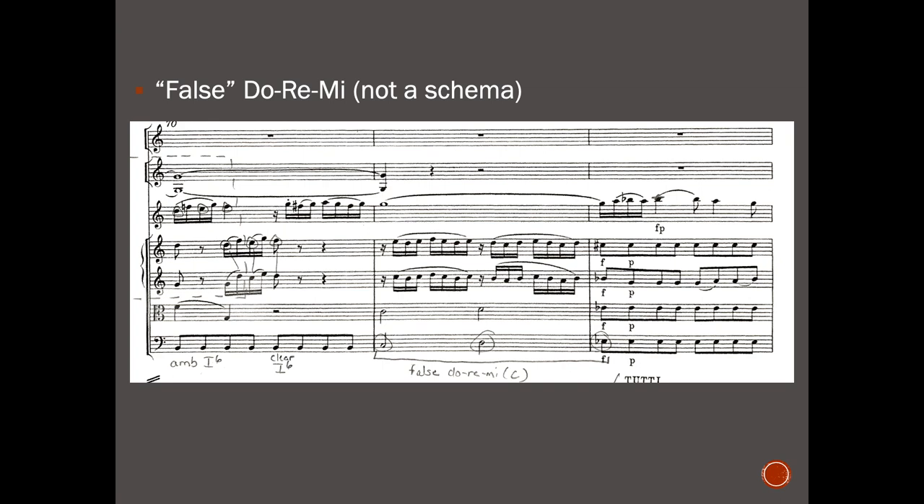We have a false Do, Re, Mi here. We have the Do, we have the Re, but we have an E flat. So that is a clear indication that it doesn't make an authentic Do, Re, Mi scheme. But this is so typical of Mozart, right? How often do we get false recapitulations in Mozart? He loves to try and fool his audience.